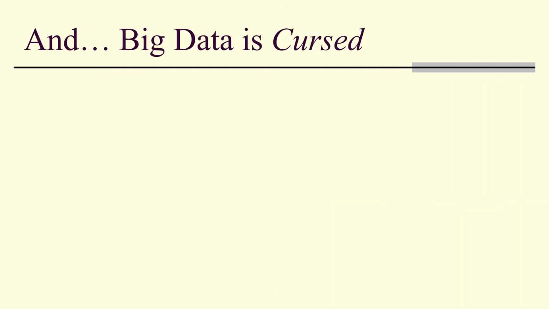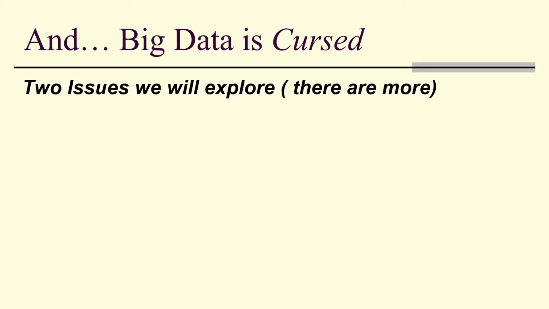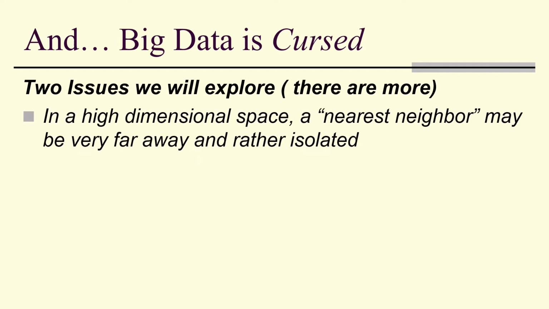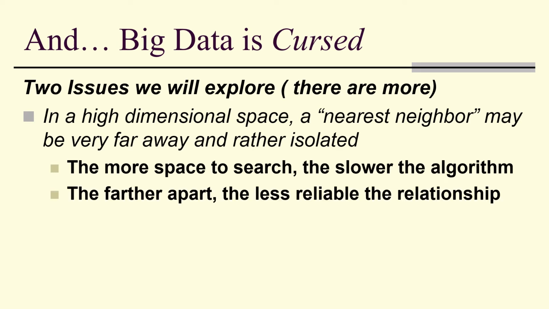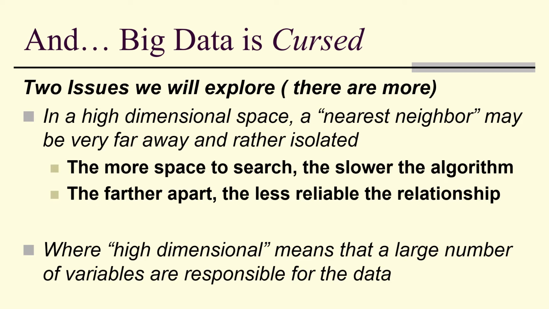And big data is cursed. There are two issues we're going to explore. There are others. In a high-dimensional space, a nearest neighbor may be very far away and rather isolated. The more space to search, the slower the algorithm. The farther apart, the less reliable a relationship between 2 points in that space. Where high dimensional means that we're looking at a large number of variables that are responsible for the data.